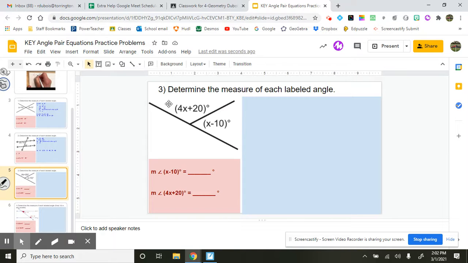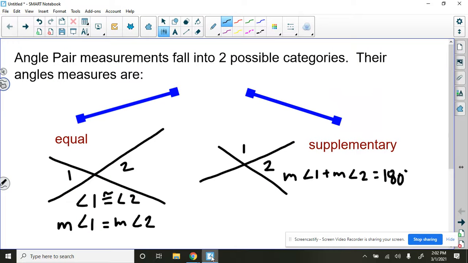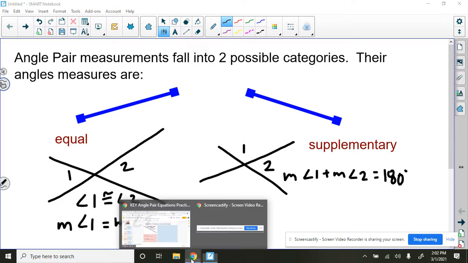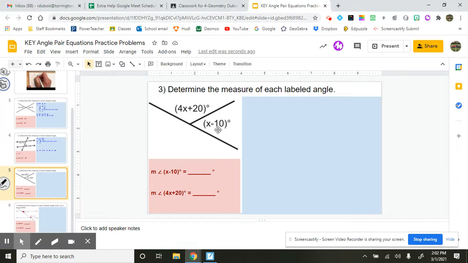And look at the angle up top, 4x plus 20 degrees. Again, we don't know how many degrees it is specifically yet. We'll get that soon. But it's obtuse. It's more than 90. So in terms of the two possibilities, either the angle measures are equal to each other or they're supplementary. Well, if one angle is less than 90 and one angle is more than 90, there's no way they can equal each other. So it's got to be the other thing. They're supplementary. They add up to 180.